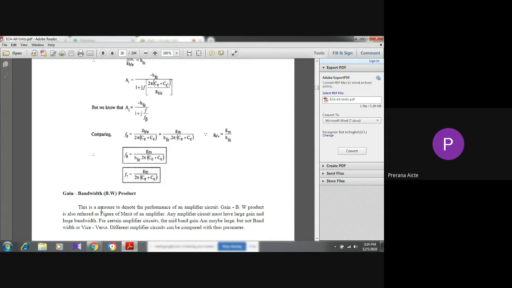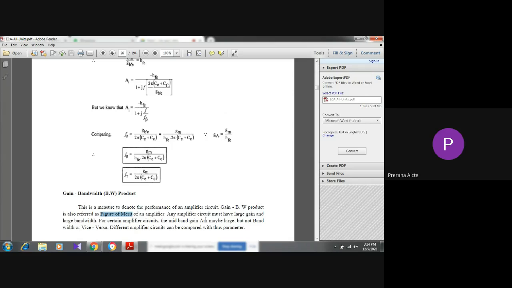Next, this is gain bandwidth product. So, what is gain bandwidth product? This is a measure to denote the performance of an amplifier circuit, and it is also called figure of merit. So, gain bandwidth product is also called figure of merit.